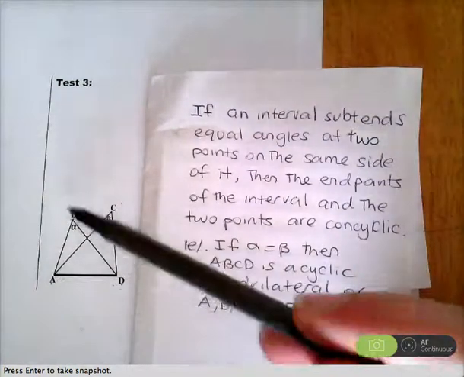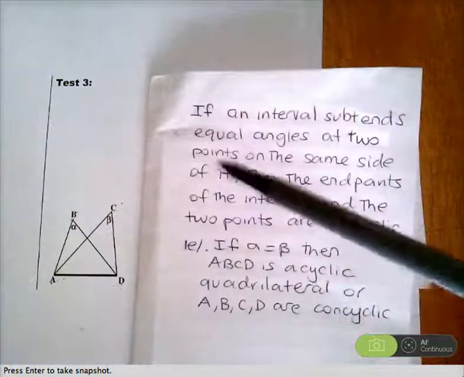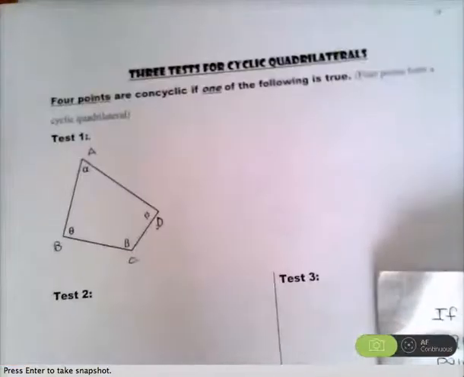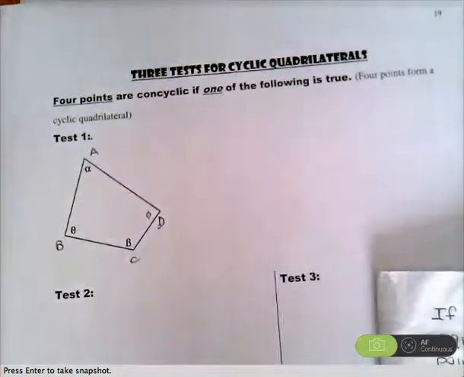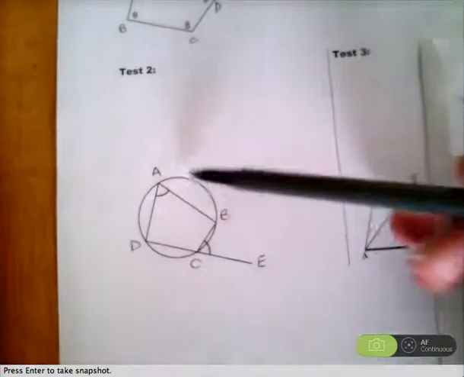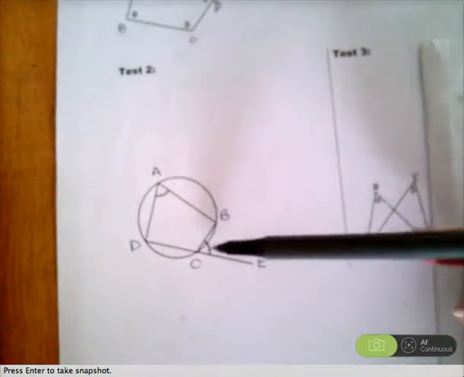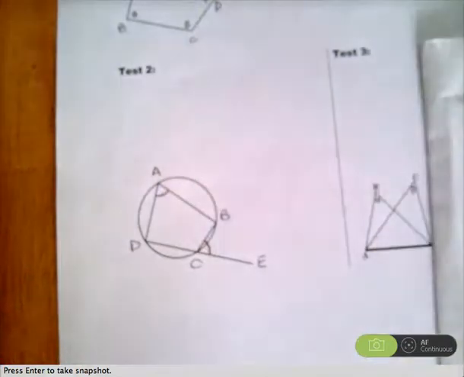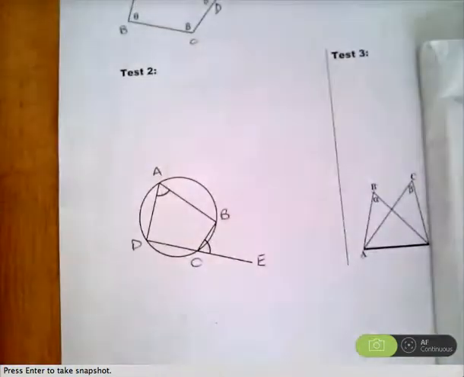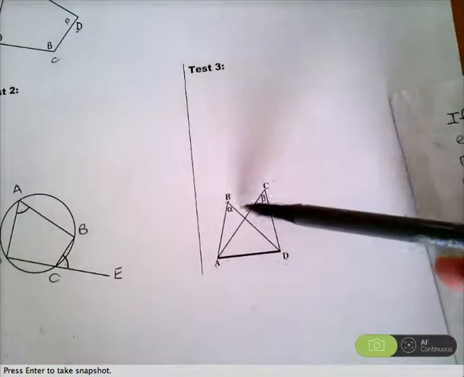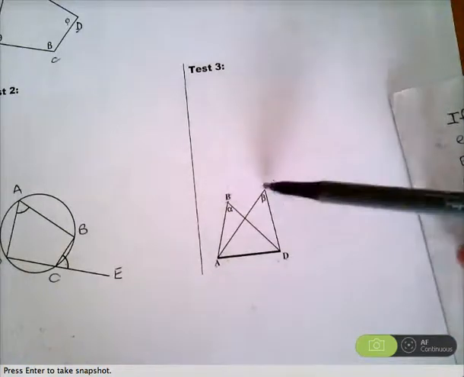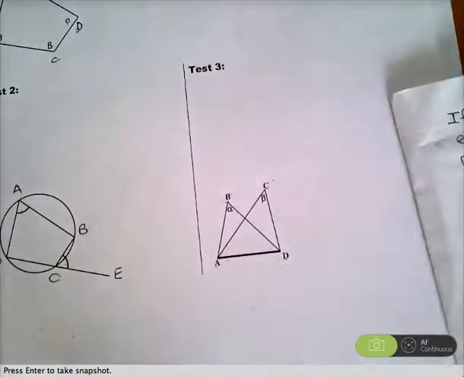And as you can see in this diagram up here, there is no circle there for you to look at. Also, if we look back at test 1, there is no circle here for you to look at, but you know that if alpha plus beta is 180, then it's a cyclic quadrilateral. In test 2, this diagram does have a circle, but often it will not. And if the exterior angle equals the interior opposite angle, then that also proves that it is a cyclic quadrilateral. And again, in the third one, no circle can be seen, but if alpha equals beta, then A, B, C, D are concyclic, or A, B, C, D is a cyclic quadrilateral. So they're the three tests for cyclic quadrilaterals, and we're going to practice using those tests now.